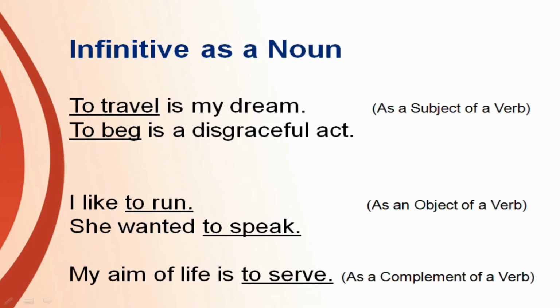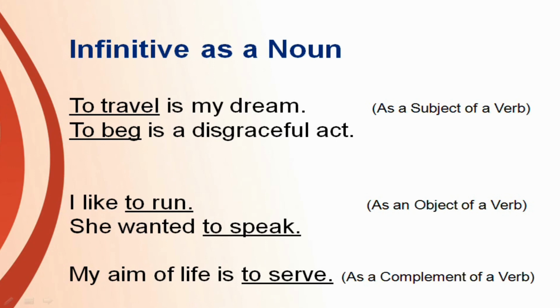In the starting, as I explained, an infinitive functions as a noun, as an adjective, or an adverb. Let's see how an infinitive functions as a noun. To travel is my dream. To travel is the subject of this sentence, and this subject is an infinitive verb, and it functions as a noun. Because this subject started with to plus verb first form, that's why I call it infinitive verb, but it functions as a noun. To beg is a disgraceful act.